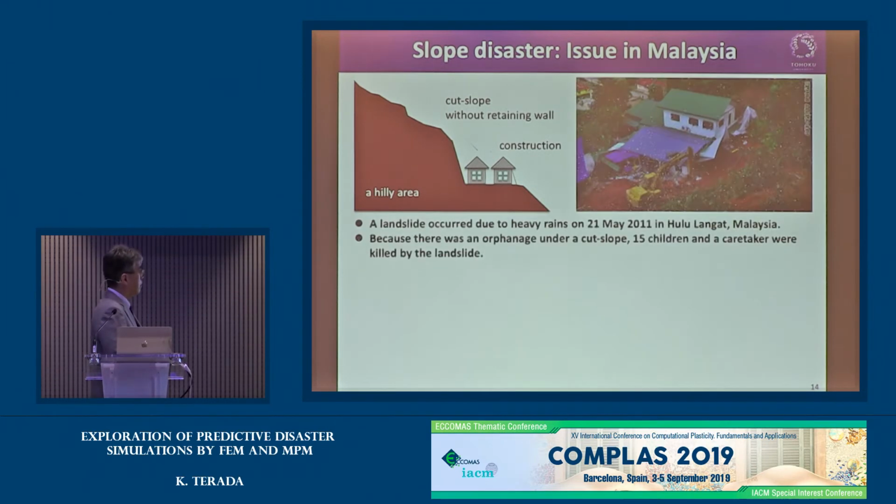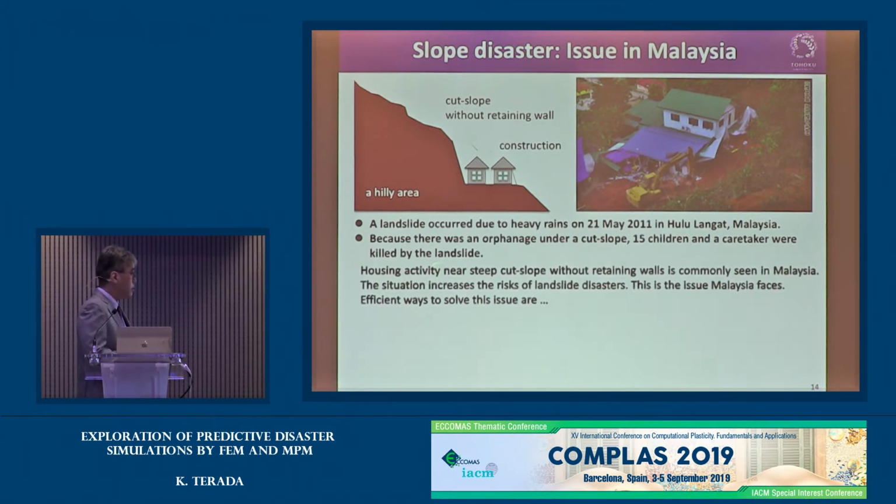As a result, a landslide occurred due to the heavy rainfall in 2011 in Pulau Langat in Malaysia. Because there was an orphanage here under the cut slope, 15 children and the caretaker were killed by the landslide. This kind of housing activity near a steep cut slope without a retaining wall is commonly seen in Malaysia. This is the big problem. The situation increases the risk of landslide disasters.